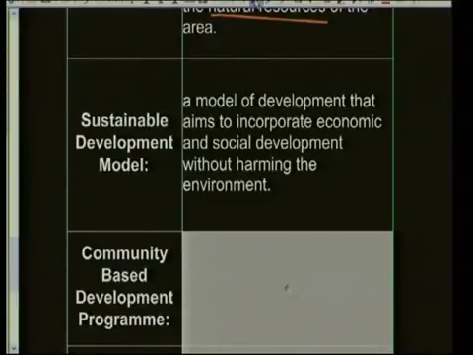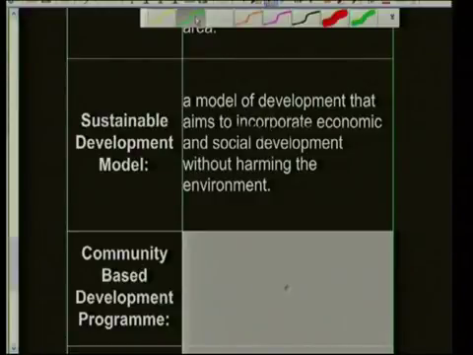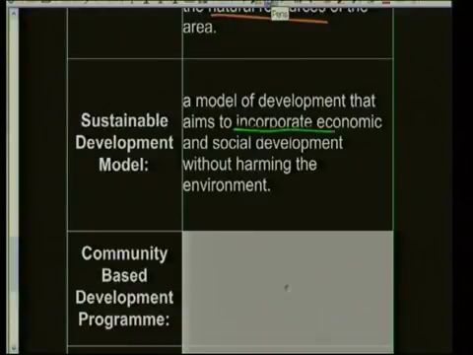And that sustainable development model says the following. It is a model of development that aims to incorporate economic and social development without any harm to the environment. So any country that is looking to move forward in terms of sustainable development needs to start using the sustainable development model, whereby we take economic development, social development of the people, and we keep the environment in mind without harming it in a negative way.